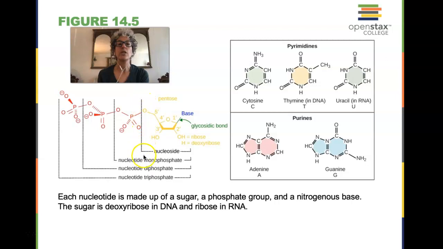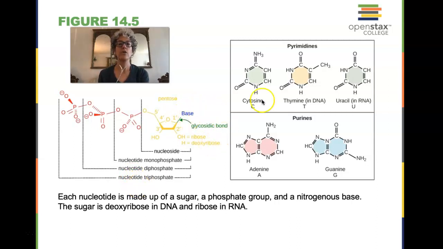So if we have just the sugar and the base, that is a nucleoside. With one phosphate, it's a nucleotide monophosphate. With 2, it's a nucleotide diphosphate, and with 3, it's a nucleotide triphosphate.